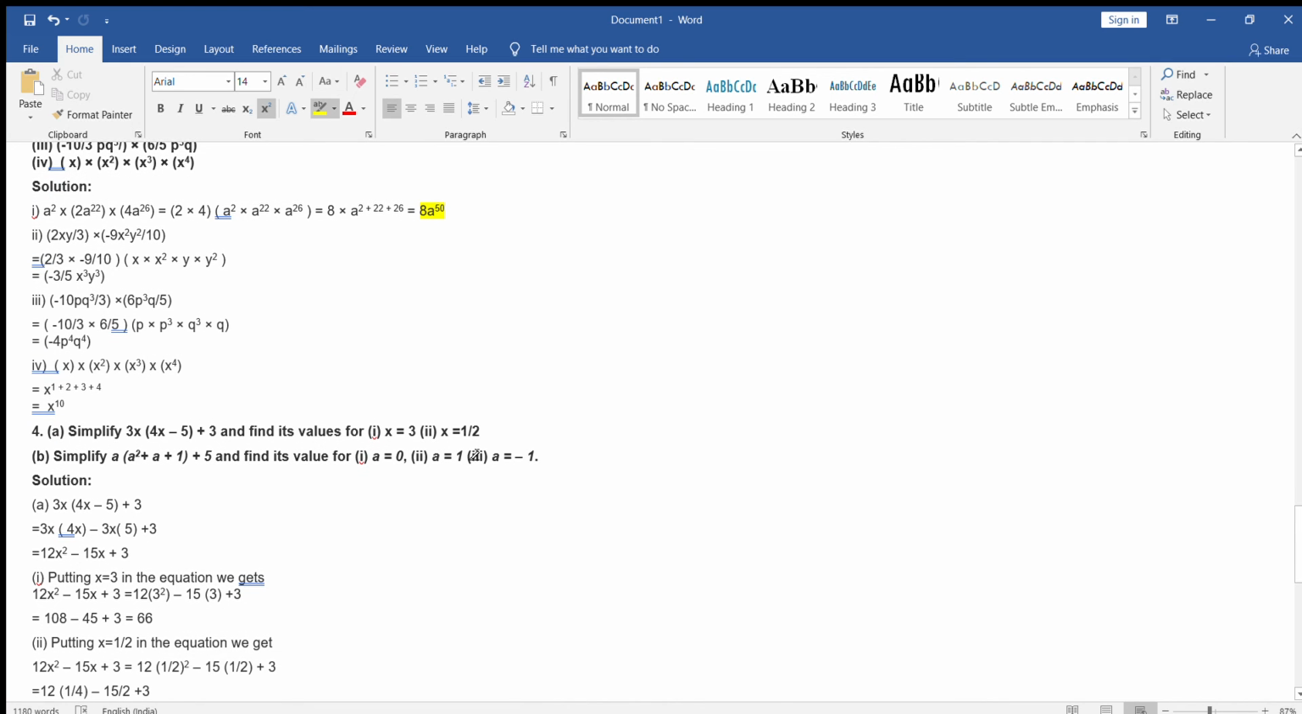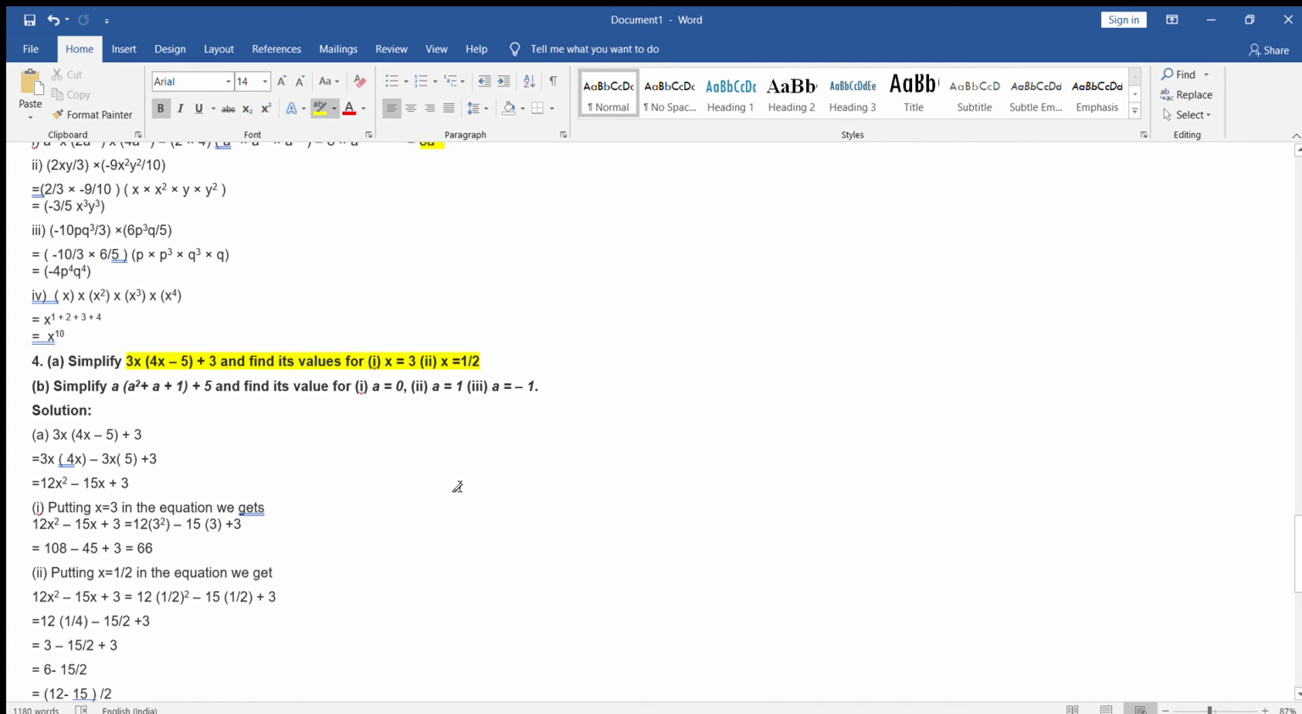Okay, now one more important question, it is question number 4 and question number 5 that we need to discuss. We have to simplify it as well as we have to find its value for the given value of variable. Simplification is same as we have discussed. If you have to simplify them, first of all simplify them. How? 3x will be multiplied by 4x, we are getting 12x square. 3x will be multiplied by 5, we are getting minus 15x. And plus 3 will be as it is. 3x will not multiply by plus 3 because plus 3 is another term.